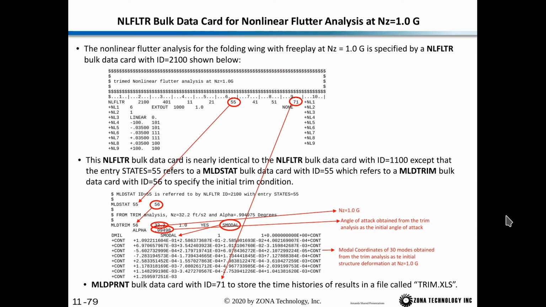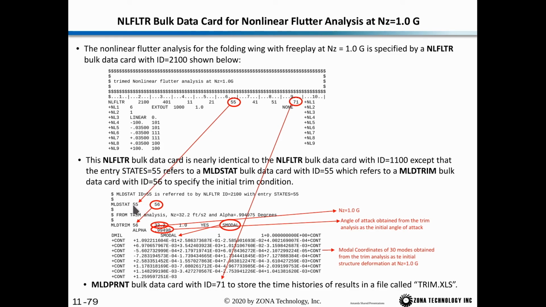So next we'll set up the nonlinear flutter analysis. The nonlinear flutter analysis for the folding wing with free play at NZ of 1G is specified in this nonlinear flutter bulk data card as shown here. The nonlinear flutter bulk data card is nearly identical to our previous test case, except the entry STATES equals 555.